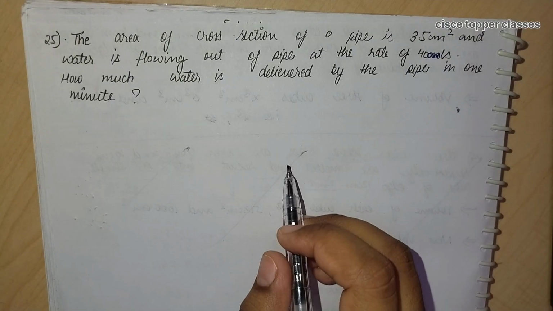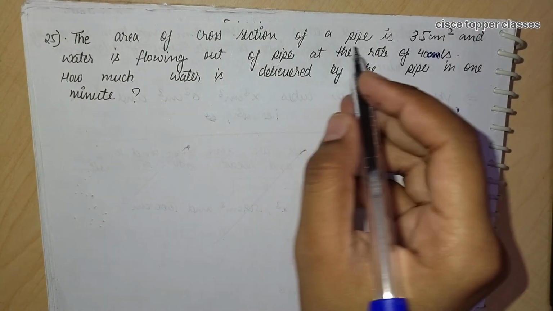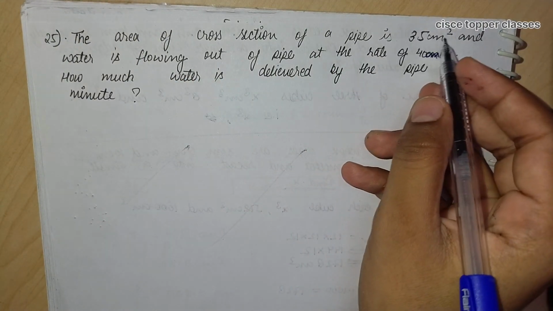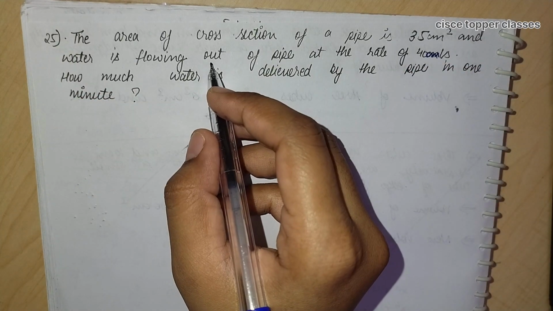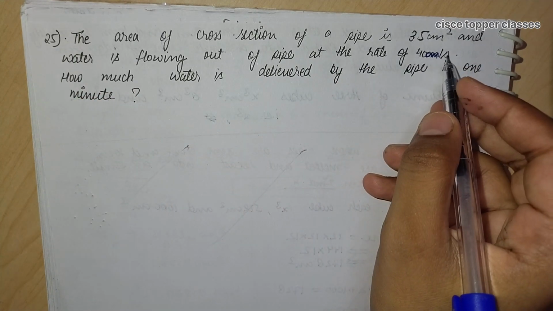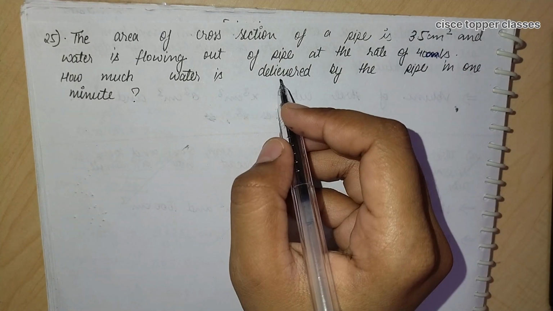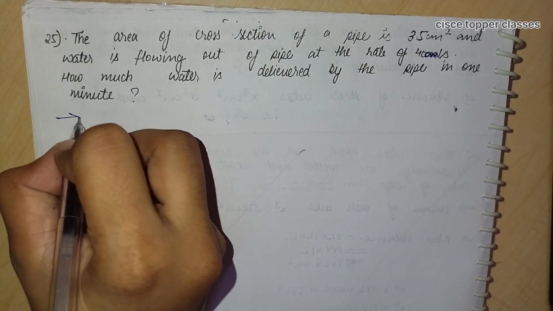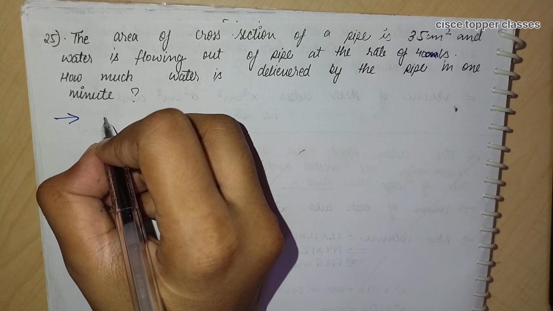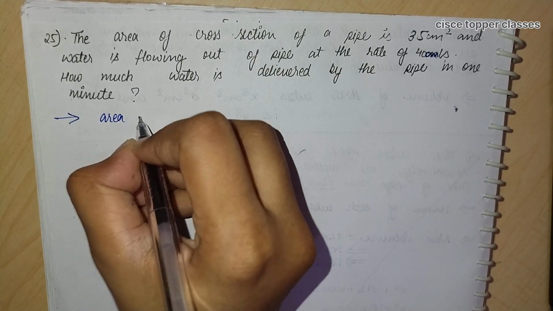Let us solve the 25th question. The area of cross section of a pipe is 3.5 centimeters square and water is flowing out of the pipe at the rate of 40 centimeter per second. How much water is delivered by the pipe in 1 minute is asked. So here the area of cross section of the pipe is given to us.